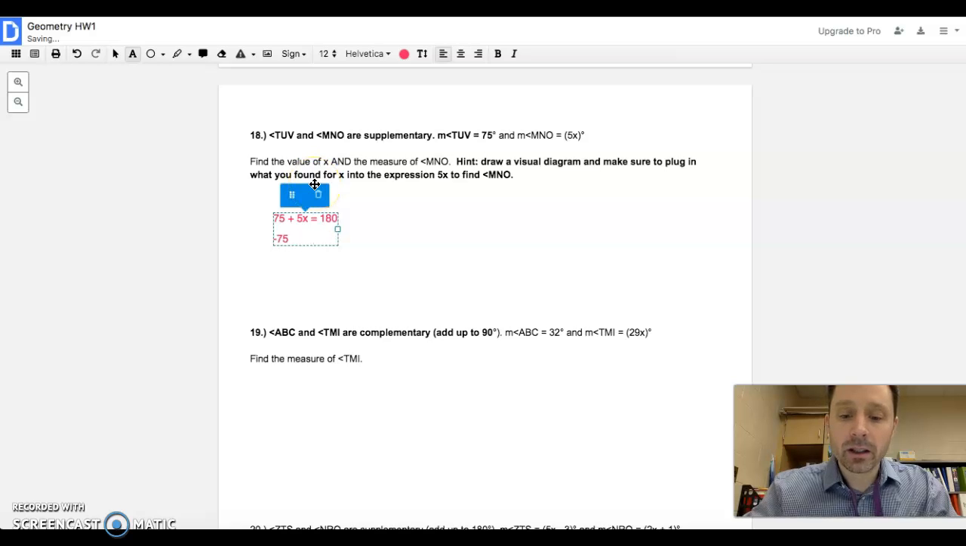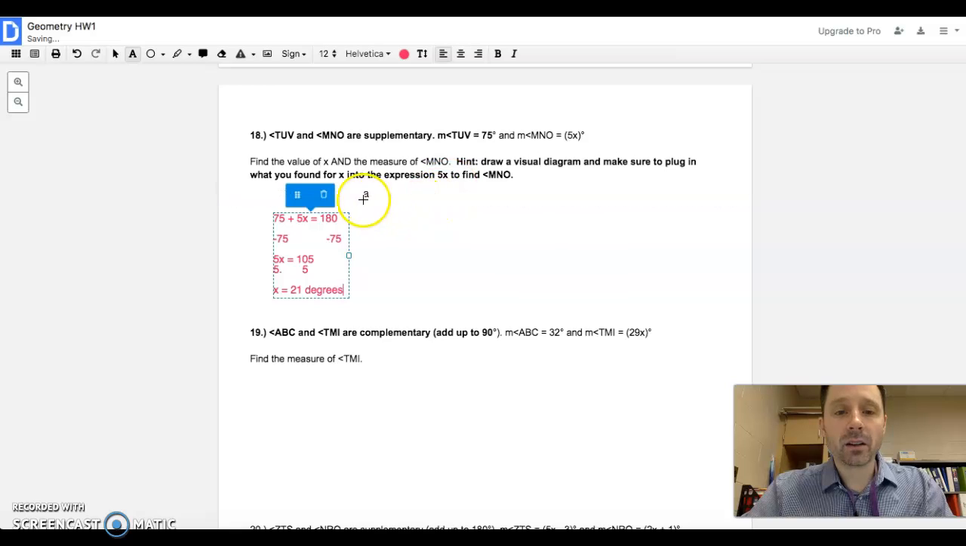Alright, so what we would do here is this is a normal two-step equation that we did a while back. So we'll subtract 75 from both sides. Those will cancel out. We'll be left with 5x equals 105. And then we divide both sides by 5, and x will equal 21 degrees.